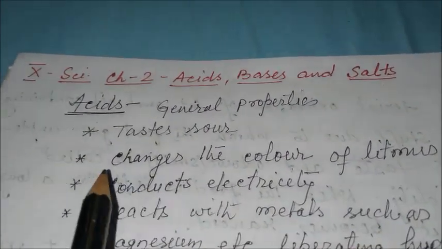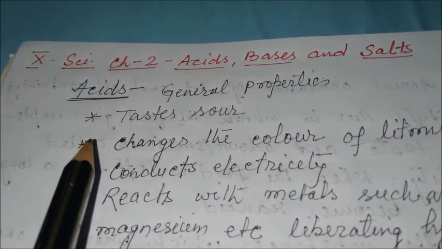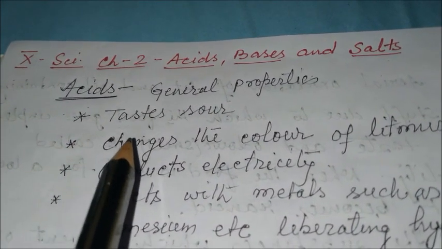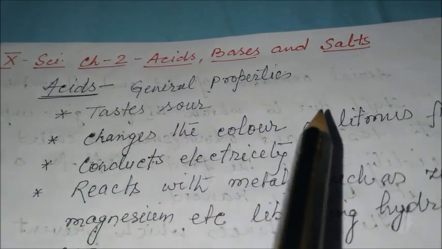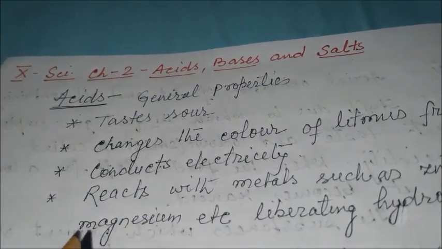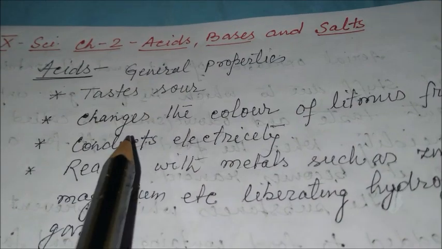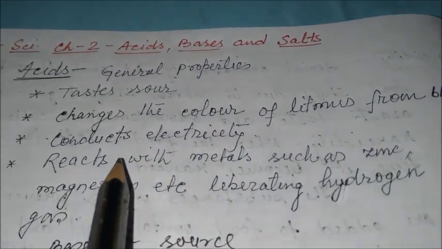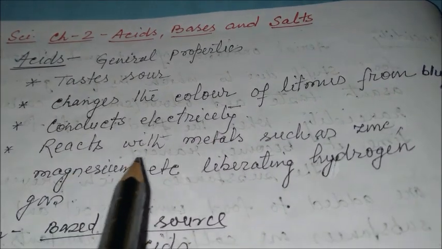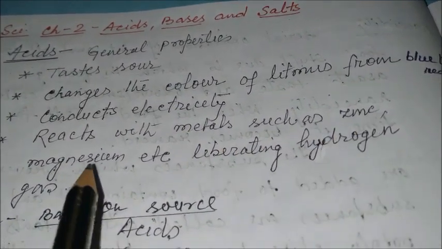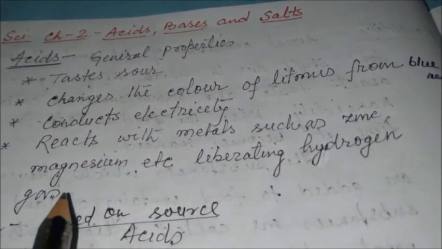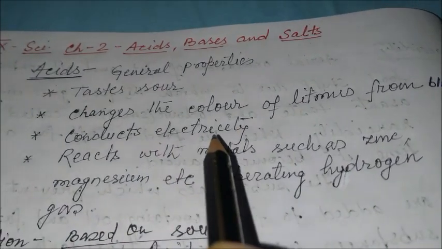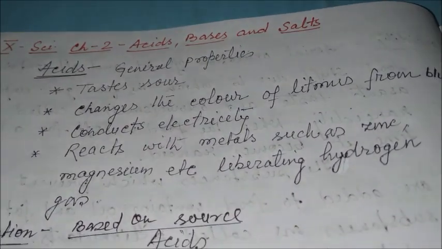First, about the acids. The word acid is derived from the Latin word acidus, meaning sour. Now about the general properties of the acids. Taste sour, changes the color of litmus from blue to red, conducts electricity, reacts with metals such as zinc, magnesium, etc., liberating hydrogen gas. So these are some general properties of acids.